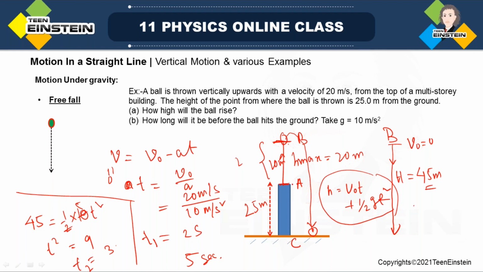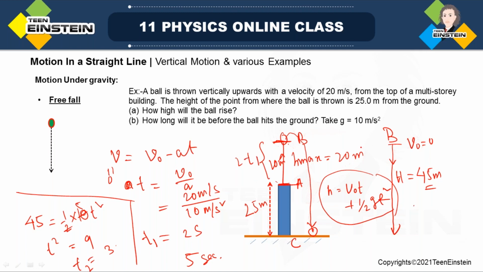One is, you can break this problem into two parts. One is that you are throwing the object, here the ball, from A upwards. You have already found out the maximum height it can rise, which will come in use here. So first you just apply V equals U minus AT. Anyway, the final velocity at B will be 0 at the highest point. So from there you can find out one time.